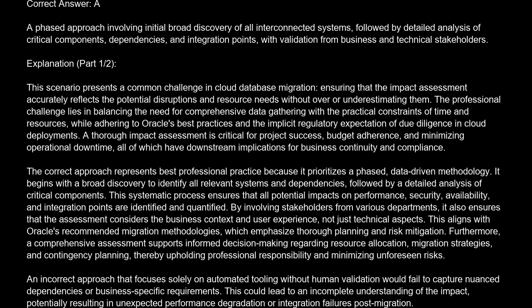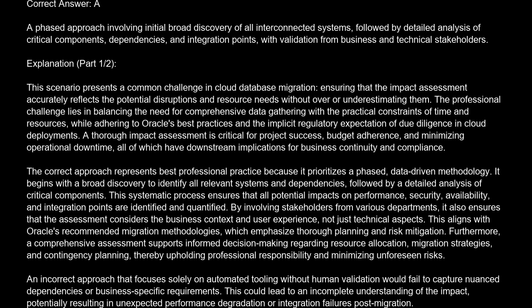The correct approach represents best professional practice because it prioritizes a phased, data-driven methodology. It begins with a broad discovery to identify all relevant systems and dependencies, followed by a detailed analysis of critical components. This systematic process ensures that all potential impacts on performance, security, availability, and integration points are identified and quantified. By involving stakeholders from various departments, it also ensures that the assessment considers the business context and user experience, not just technical aspects. This aligns with Oracle's recommended migration methodologies, which emphasize thorough planning and risk mitigation.